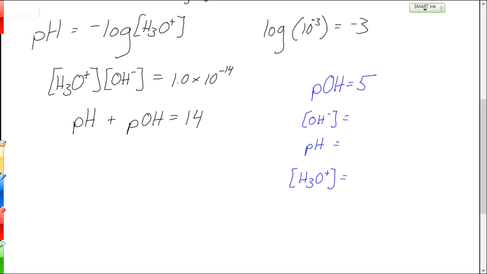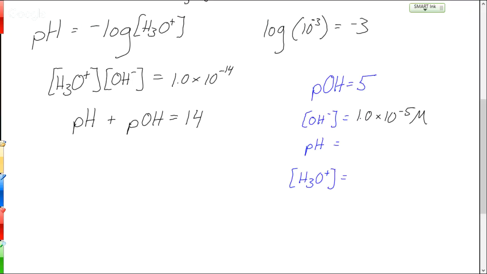So the hydroxide concentration, remember the pOH is the negative log of the hydroxide concentration. So if the pOH is 5, the hydroxide concentration has to be 10 to the minus 5 molar. So it's like the opposite of taking the log is raising something to a power of 10. Raising 10 to a power of the number.